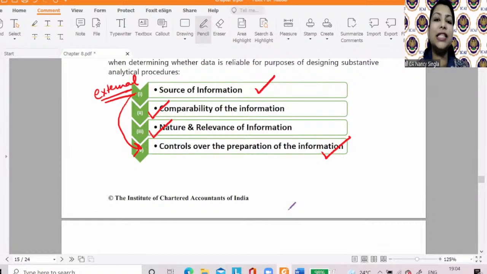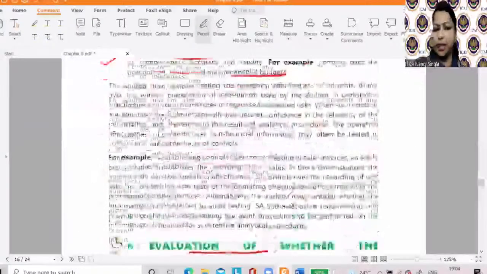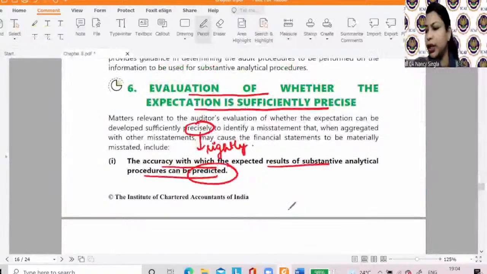Budget should be what is expected, not what is the goal, because goals can always be aggressive, but expectations are realistic now. Controls over the preparation of information. Okay. Then we did the third point, where is Sandeep, now your doubt will be clear. So it says whether you can develop an expectation which is sufficiently precise. कि develop भी कर सकते हो नहीं.